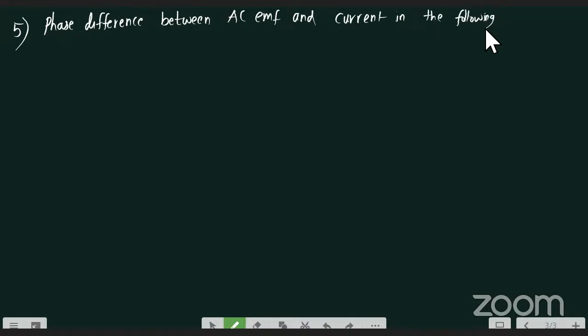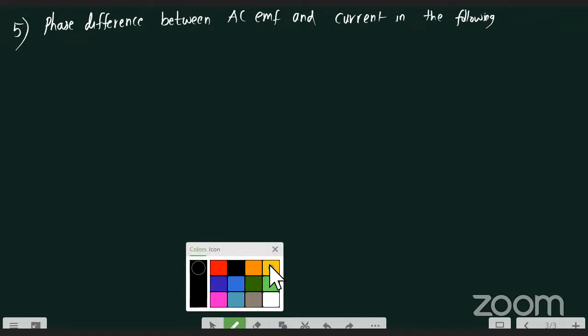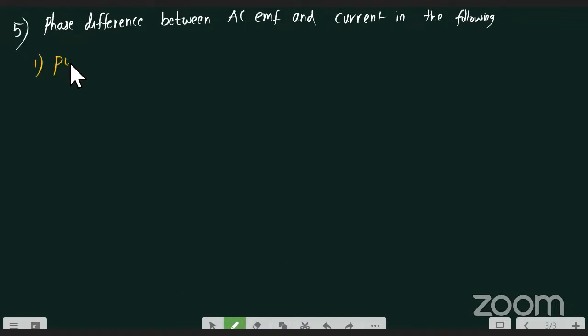So I am writing answer directly here. First question will be in case of pure resistor. So the phase difference between EMF and current in pure resistor will be 0 degree. Remember this. Next one I am writing pure capacitor circuit. So in case of resistor, the phase difference will be 0. In case of capacitor, the phase difference will be 90 degree, or you can write pi by 2.